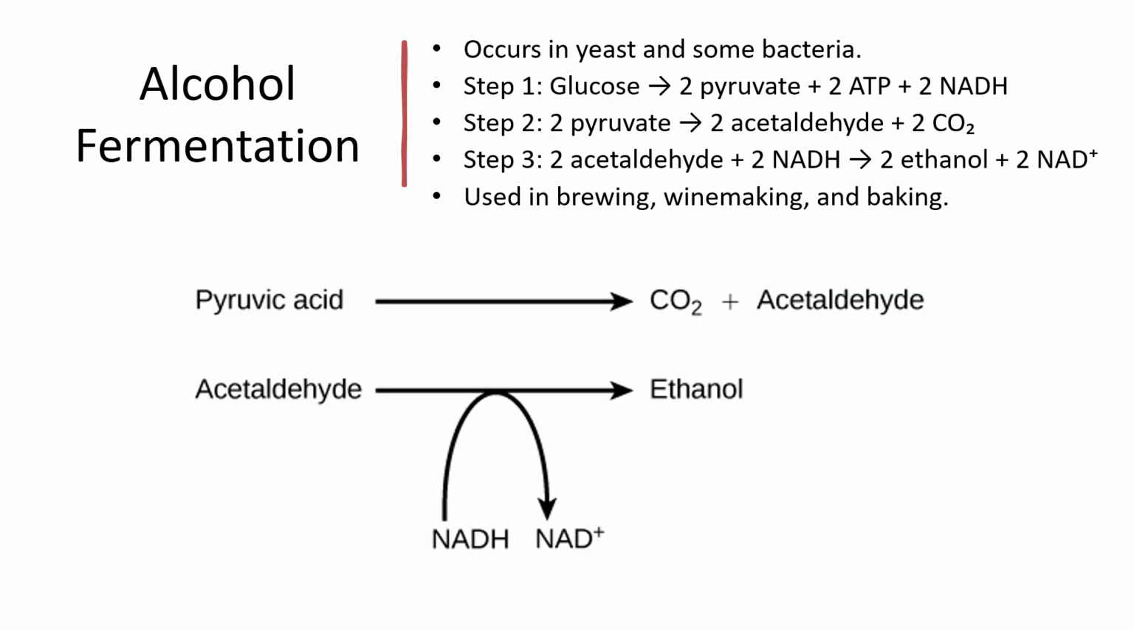Alcohol fermentation is used by yeast and some bacteria. First, glucose is broken down into pyruvate. Then, pyruvate becomes acetaldehyde and carbon dioxide. Finally, acetaldehyde accepts electrons from NADH, forming ethanol and regenerating NAD+. This process helps the organism survive and is useful to us in brewing, winemaking, and baking.